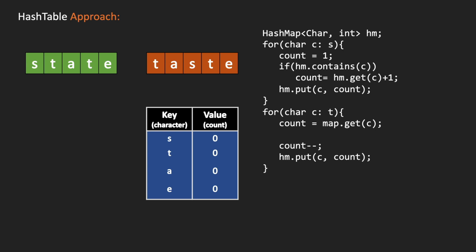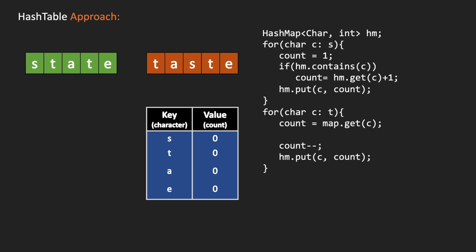For each letter we get the count stored in the map, we decrease it by 1 and we store it back into the map. Fair enough? But what if there is any other letter present in the second string but was not present in the first string? That itself means both strings are not anagrams and we can simply return false.